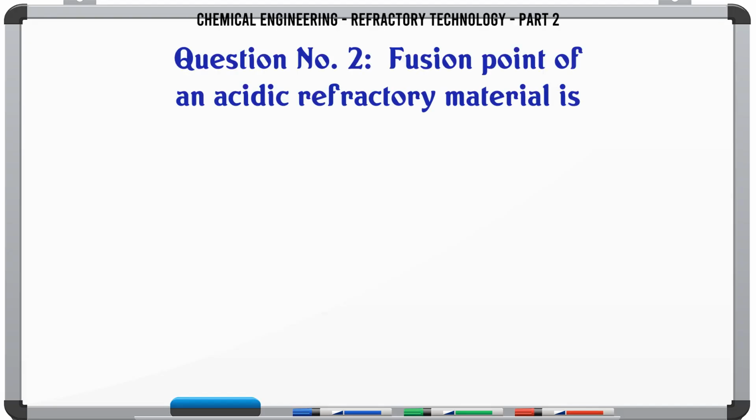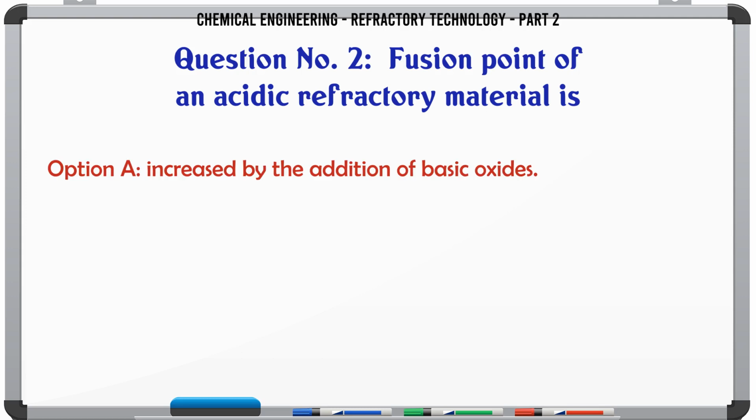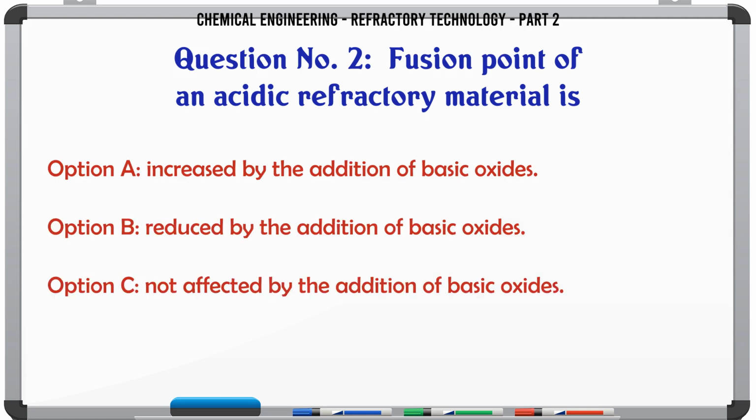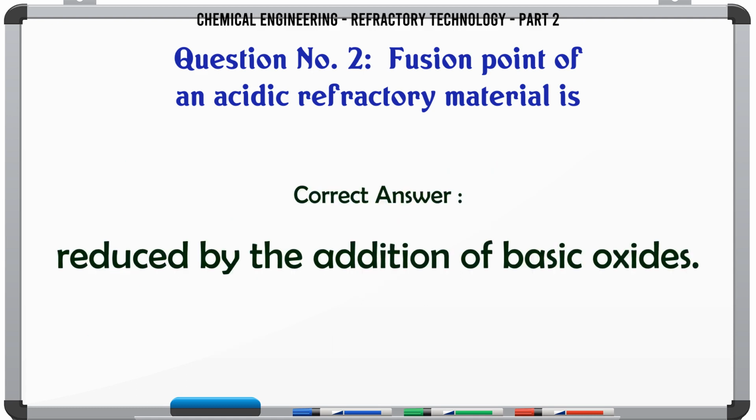Fusion point of an acidic refractory material is A. increased by the addition of basic oxides. B. reduced by the addition of basic oxides. C. not affected by the addition of basic oxides. D. always more than 2500 C. The correct answer is reduced by the addition of basic oxides.